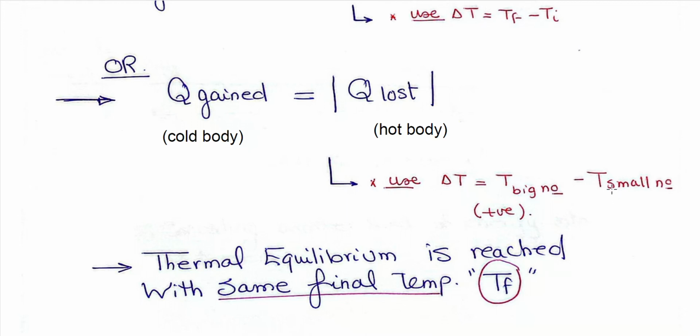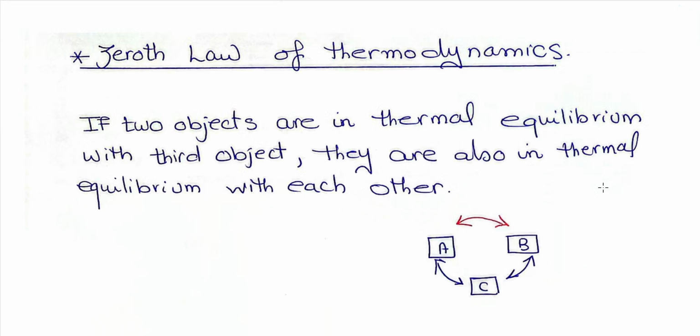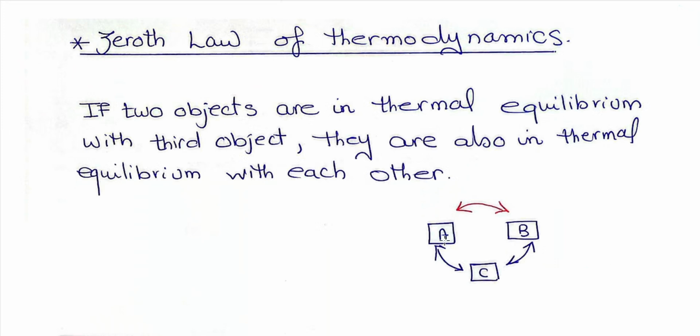When thermal equilibrium is reached, we have the same T final for all the bodies. From here, we can explain the Zeroth law of thermodynamics. The Zeroth law of thermodynamics states that if we have two objects in thermal equilibrium with a third one, for example, A is in equilibrium with C, and B is in equilibrium with C, therefore they will also be in equilibrium with each other. A and B will be in equilibrium with each other.